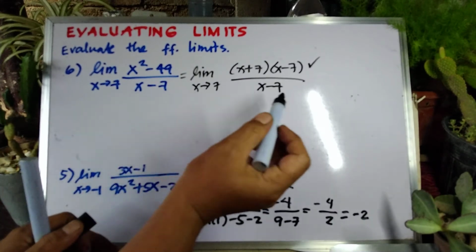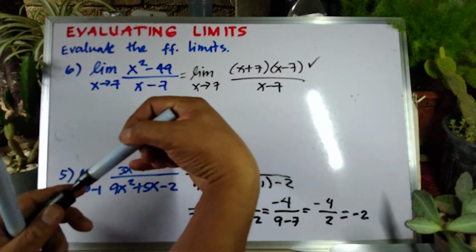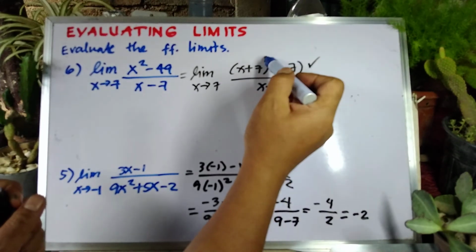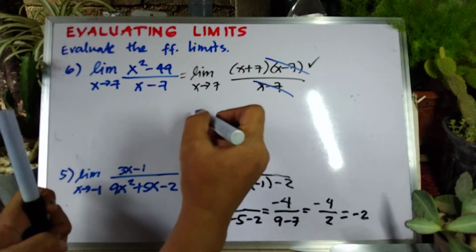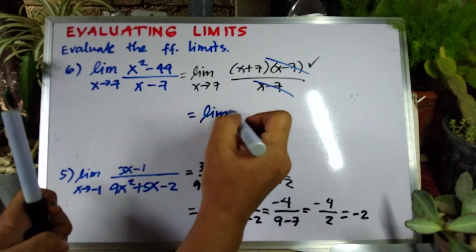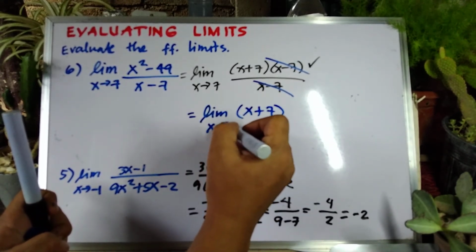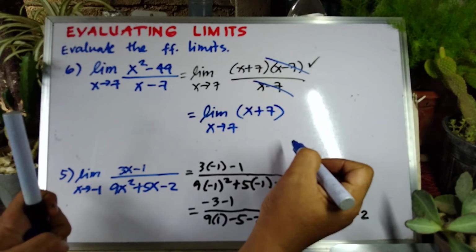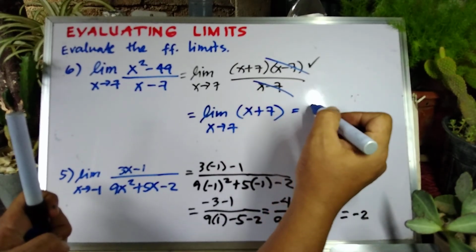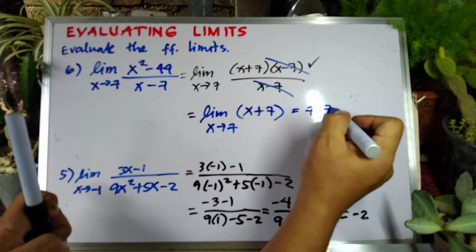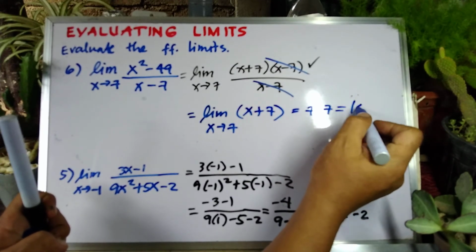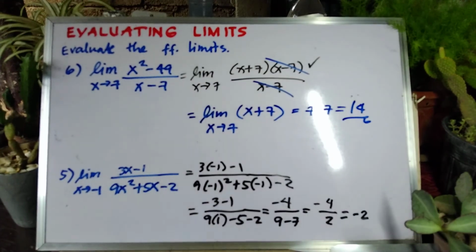Okay. So, dito may common na. Si x minus 7, no? So, makakancel natin yan. So, what is left? The limit of x plus 7 as x approaches 7. Okay? So, dito madali lang yan. Substitute. So, 7 plus 7 is equal to 14. Okay? I hope may na-learn kayo dito.